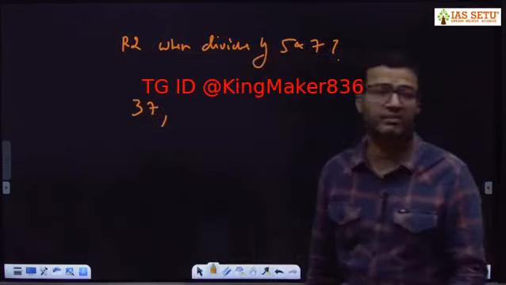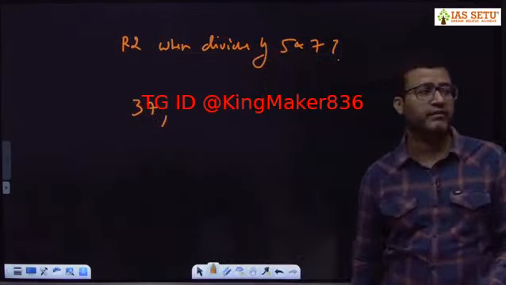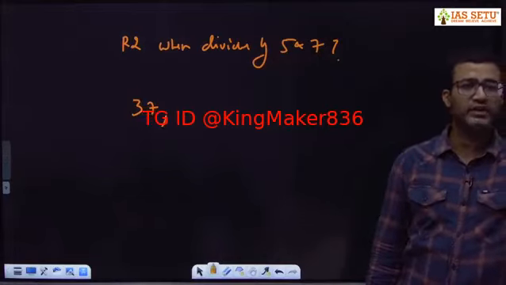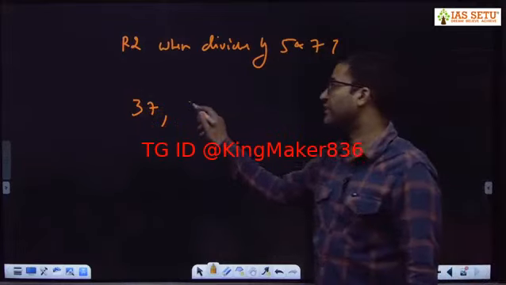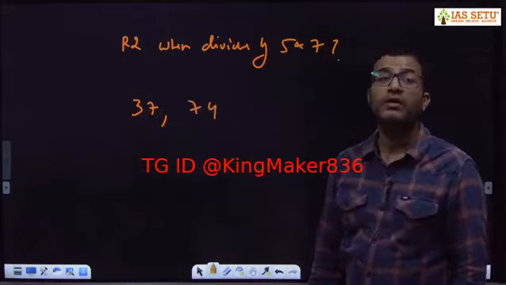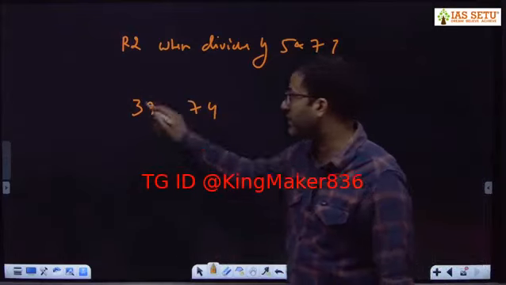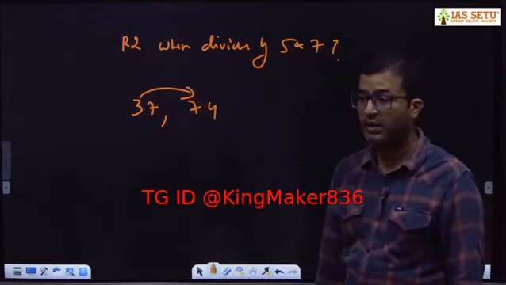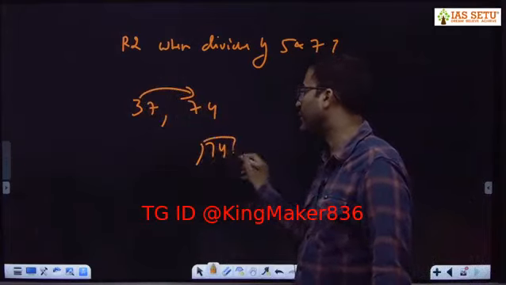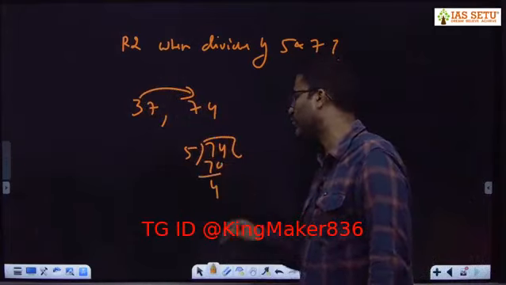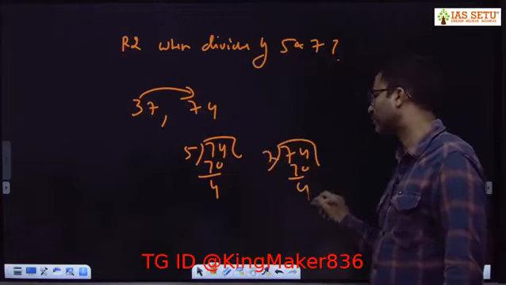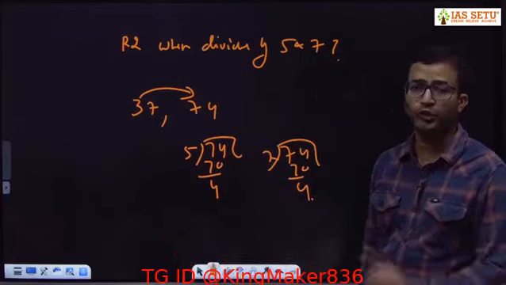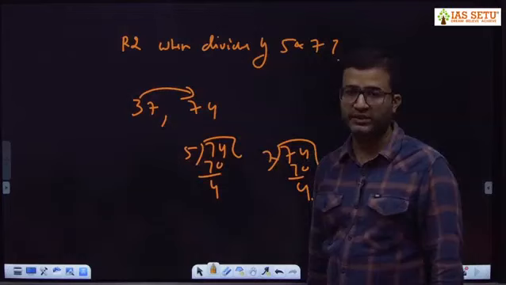Tell me the next number after 37 which gives remainder 2 when divided by 5 and 7. Any one of you think it will be 74? Many students make this mistake, they take a multiple of 37. But 74 when you divide by 5, your remainder is 4. And 74 when you divide by 7, your remainder is 4. But we are looking for remainder 2. So don't take a multiple of 37.